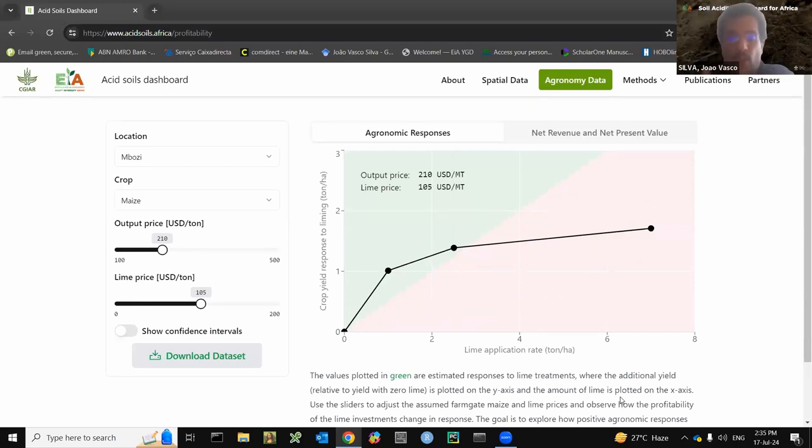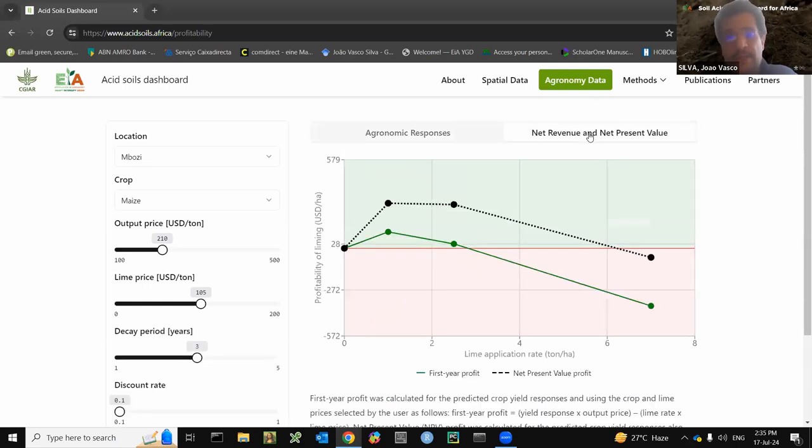In addition to that, another way to visualize the data is what we call the net revenue and net present value. And that's really a measure of profitability that we are providing you here. So this, again, in the x-axis is the lime application rate. In the y-axis is the profitability that you can get from that investment, the US dollars per hectare that you can expect to get.